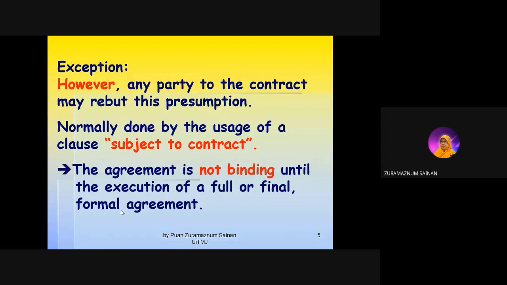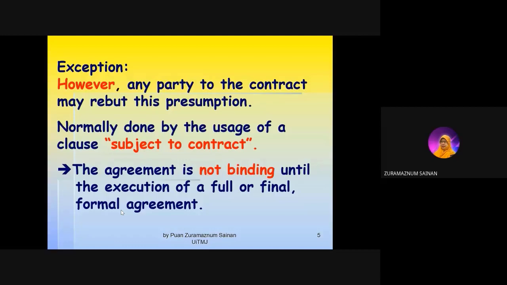Okay, so generally this is a commercial agreement. Kan, sebab dia nak jual kereta pada B. So this is a commercial agreement. So generally we presume there is intention. So the party atau meaning A here dengan B ni tadi bound to the contract sebab ada intention. However, kalau A kata, okay B, I would like to sell my car to you for this price, okay, but this agreement, this offer is subject to contract.